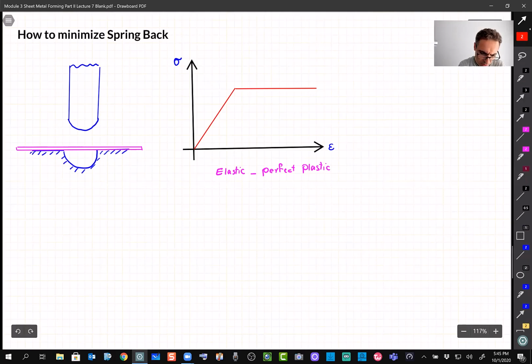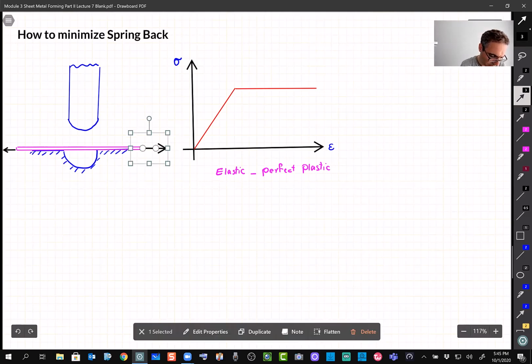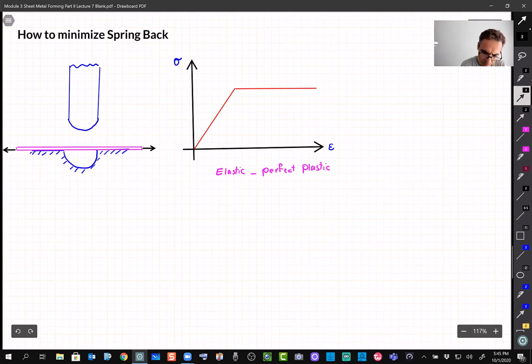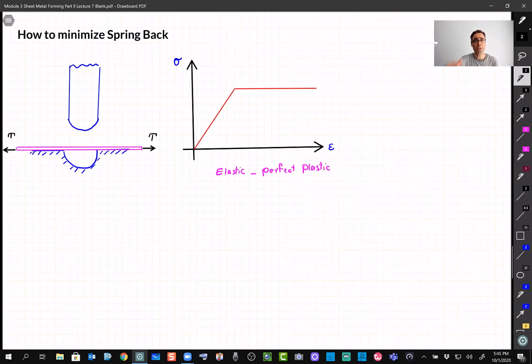So let me show it here. Like a tension, basically. Tension T. And this tension gets the material to the plastic zone, and then you apply this punch and this press to get to the radius that you want.